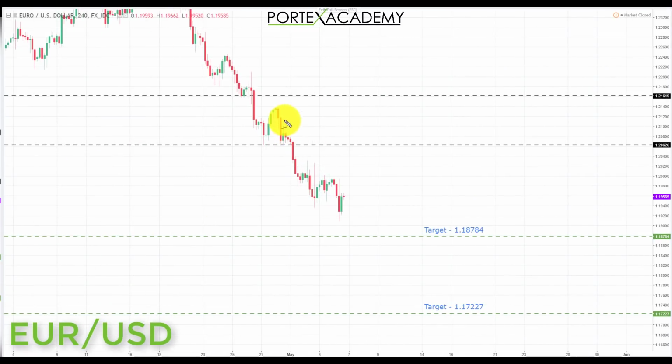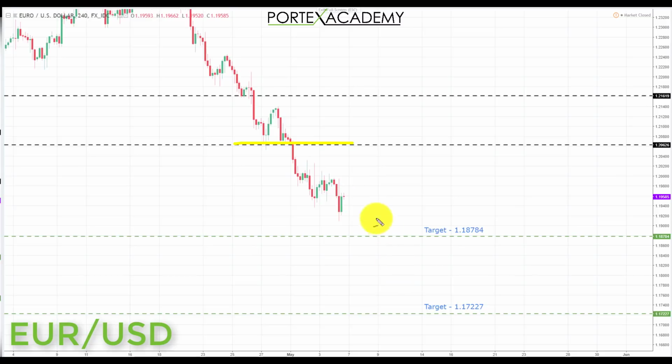Next, we have euro dollar. Now, last week, euro dollar moved really nicely for us. It actually came down, took out both targets to the downside that we were looking for. And we had a really nice trade here in the live rooms in euro dollar. And going into this week, we start the week still below the key area of broken support at the 1.20626.